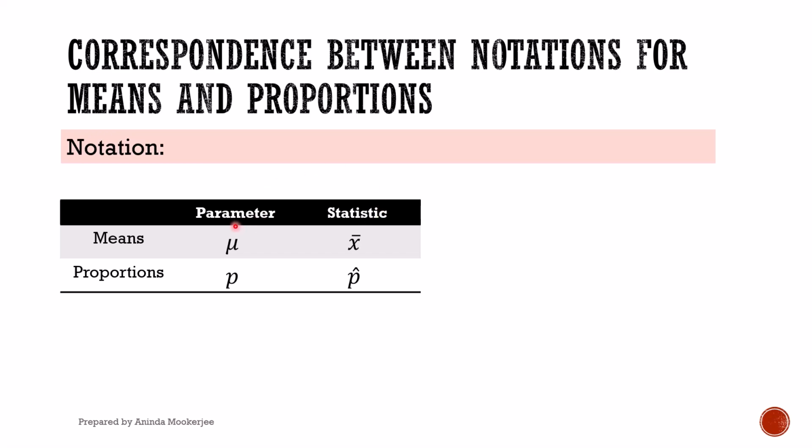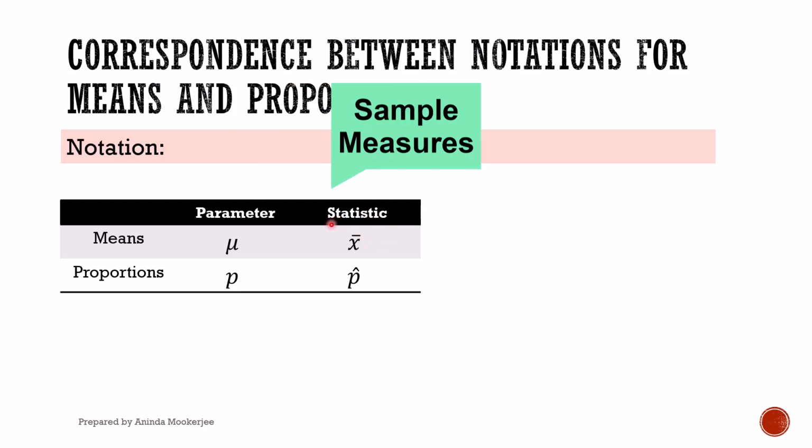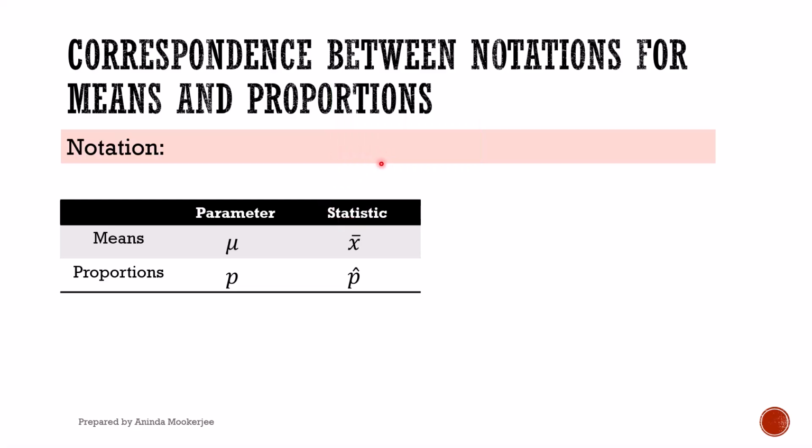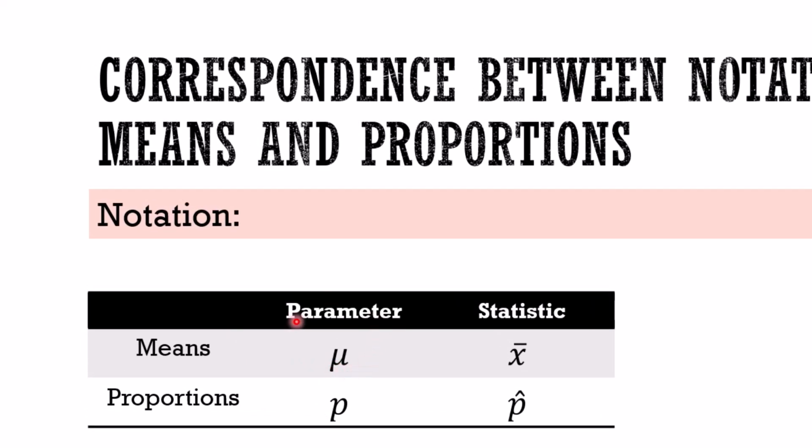All right, so parameter, remember, you can use the mnemonic that parameter begins with a P and so does population. Any metrics on the population is a parameter. Any metrics on the sample, S, statistic. So statistic with S and sample with S. So when we are calculating means, the mean of the population is represented by this Greek letter called mu. The mean for the sample, the statistic, is x with a bar above it, right?